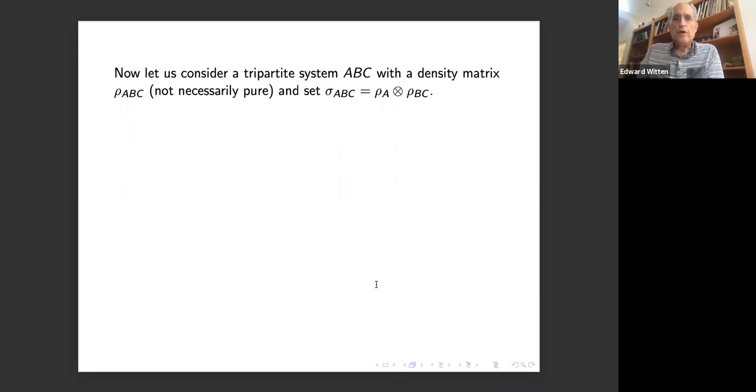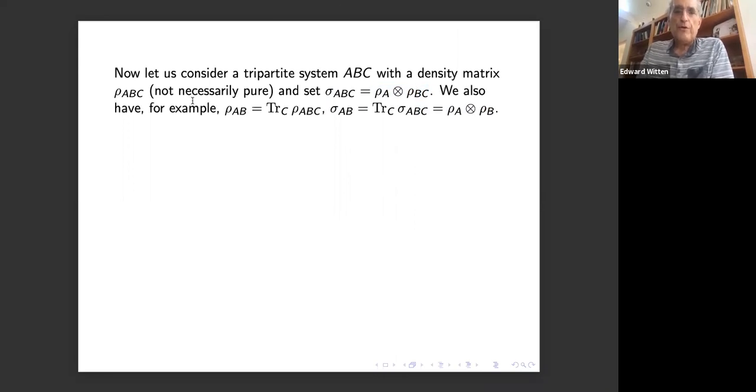Now you can do a similar computation for a tripartite system, a system of three components, A, B, and C, with the density matrix rho ABC. And now I will ignore the correlations between A and BC by defining sigma ABC to be rho A tensor rho BC, where, for example, rho AB is the trace over C of rho ABC, and sigma AB is the trace over C of sigma ABC, which in this case is the same as rho A tensor rho B. So all density matrices for subsystems are defined by taking traces over the other subsystems.